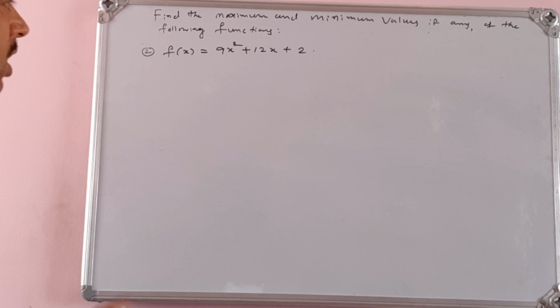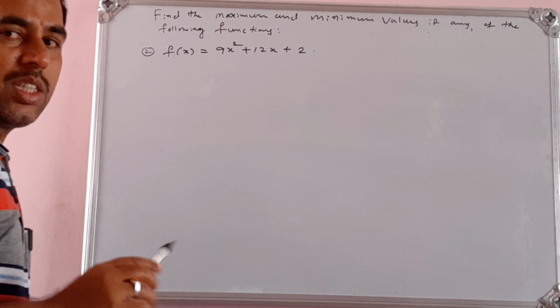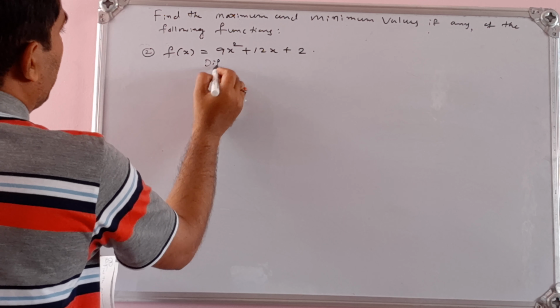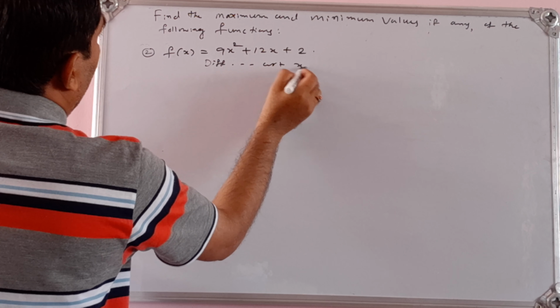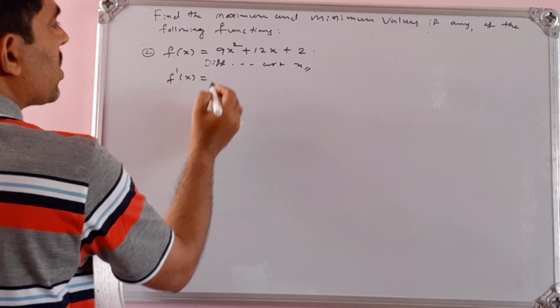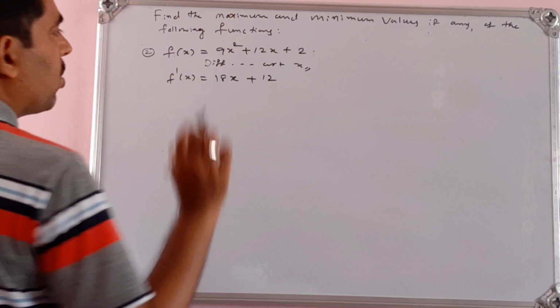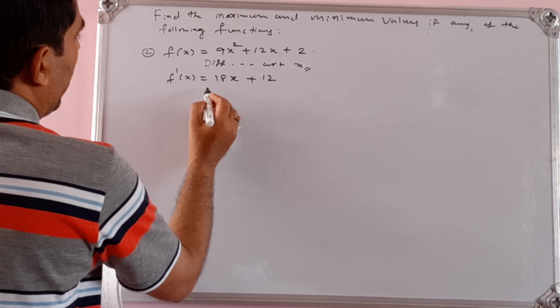See, what is the question? We have to find the maximum and minimum values of the following function. So differentiate this with respect to x as usual. Then I will get f dash x is equal to, see, 9x square is there in the first term, so that will be 18x, plus the derivative of 12x is 12. The derivative of 2 is 0. This is the first derivative.